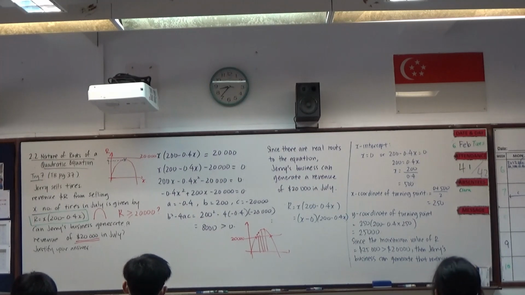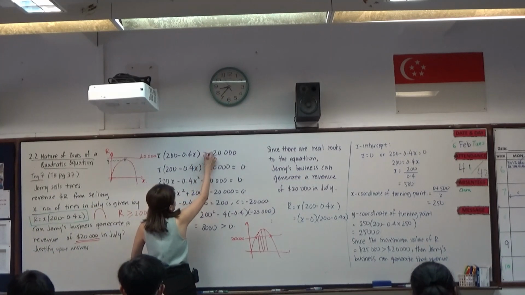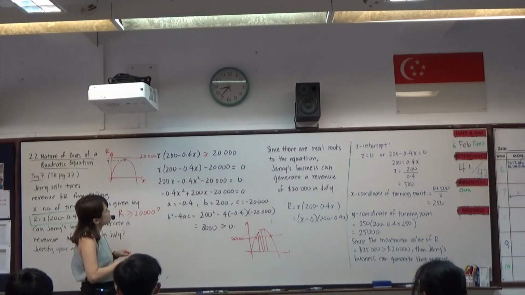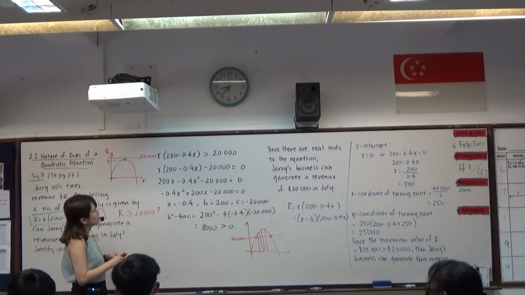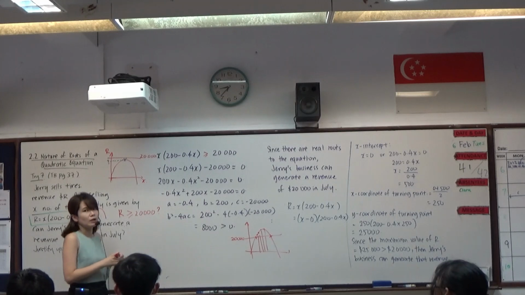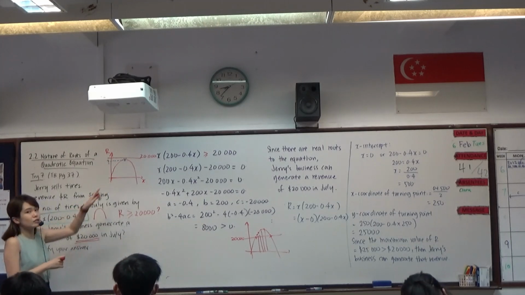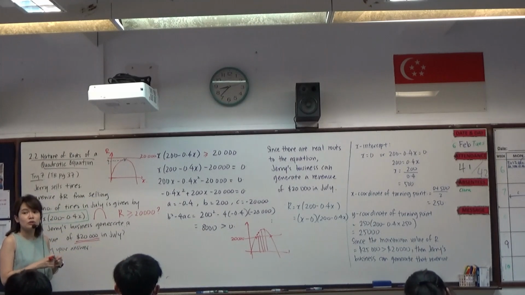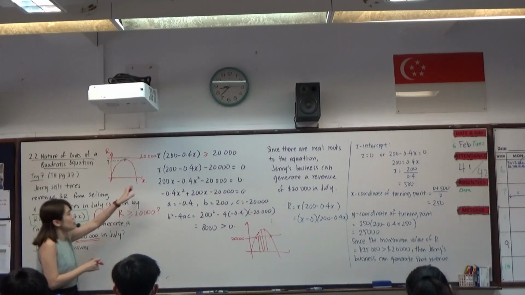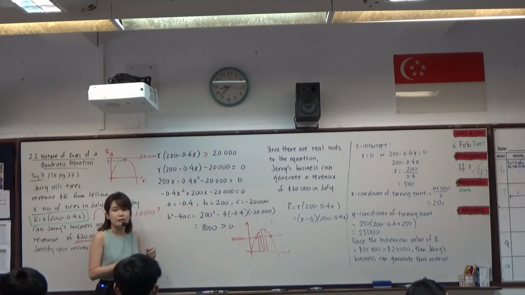Why the first step? Why is it equal to 20,000? Okay. So Vincent asked, why is it that we don't write this? The reason why I didn't write that was because it is a statement that we're trying to verify, whether that is true or not. So I'm not sure yet whether your revenue would be more than or equal to 20,000.